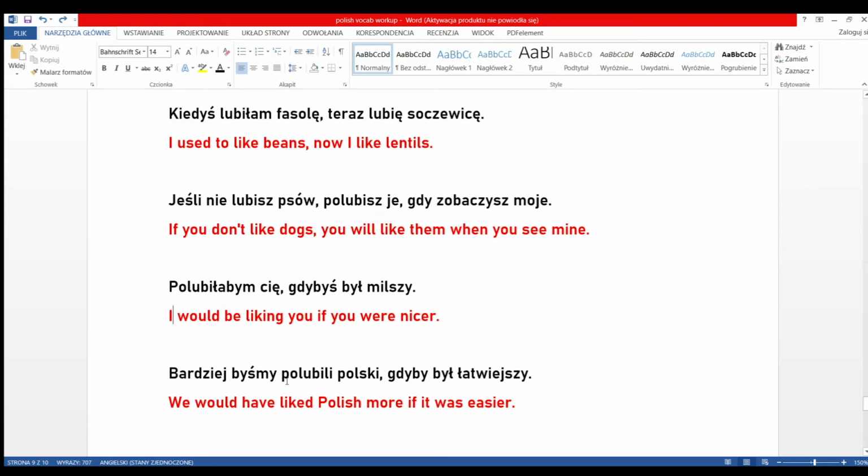Bardziej byśmy polubili polski, gdyby był łatwiejszy. This is a conditional form and conditional sentence, as you can see. We would have liked Polish more if it was easier. So this is a conditional form, conditional sentence even. So, bardziej byśmy polubili polski.